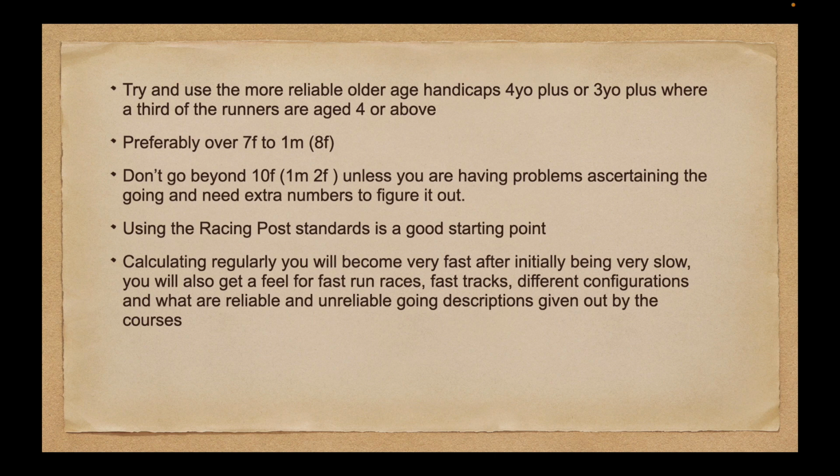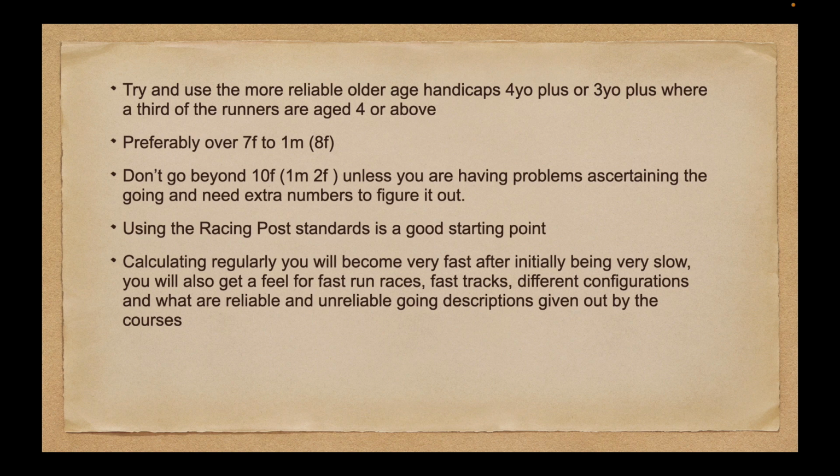When you're working the going allowance out, it's always best to use the more reliable older aged handicaps, 4-year-olds and over, or 3-year-olds and upwards. So you get all aged handicaps, 3-year-olds and up, but sometimes they're only contested by 3-year-olds. And ideally you want it where a third of the runners are aged 4 or above. But if it's just a 3-year-old race, look at the allowances that 3-year-olds are allowed at the time of year. Ideally, you want to be doing distances 7 furlongs to a mile.